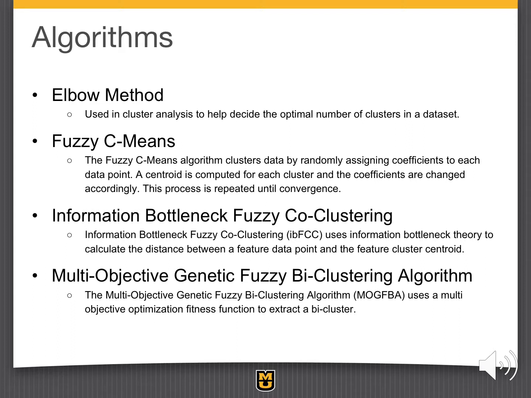The next algorithm we used is the Information Bottleneck Fuzzy Co-Clustering Algorithm, or IBFCC. IBFCC assigns a membership function to both the objects and features, which in our case are the patients and genes, and uses the information bottleneck theory to measure how similar the genes of each patient are to how the genes are clustered. The last algorithm we used is the multi-objective genetic fuzzy bi-clustering algorithm, which uses a multi-objective optimization fitness function to extract a bi-cluster. We then analyze the results from these 3 fuzzy clustering algorithms.